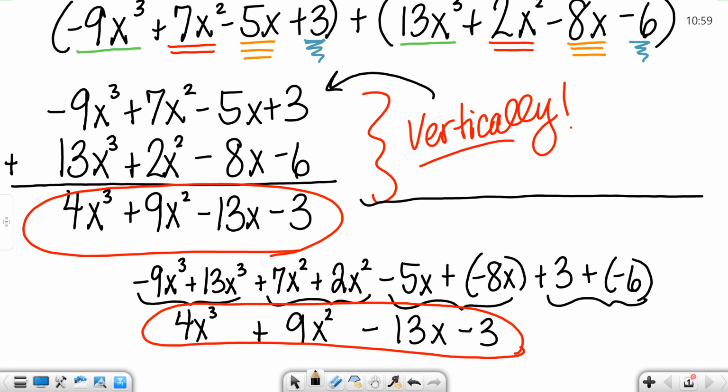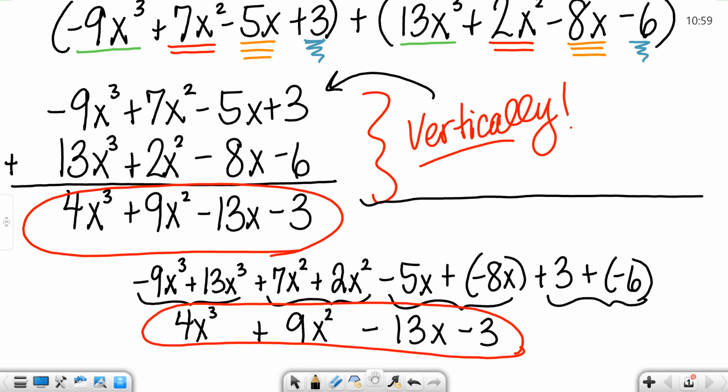The variable does not change, nor does its exponent, when you are adding and subtracting. Notice that the two things that I circled in red are exactly the same thing, no matter which way you write it, vertically or beside each other. Doesn't matter to me.